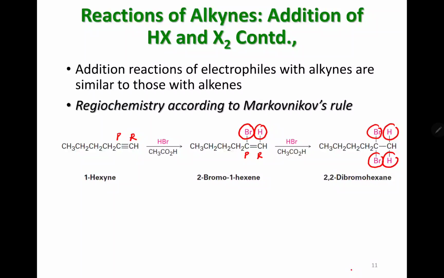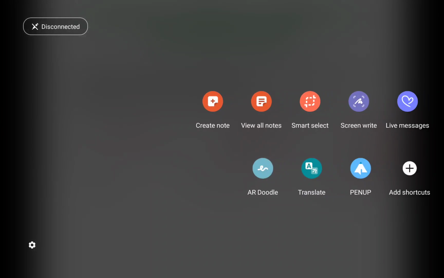Here, alkynes are like two double bonds. So when you add HX, you are adding two HX. Basically you are adding two hydrogens to the rich carbon, and you are adding two halides to the poor carbon.